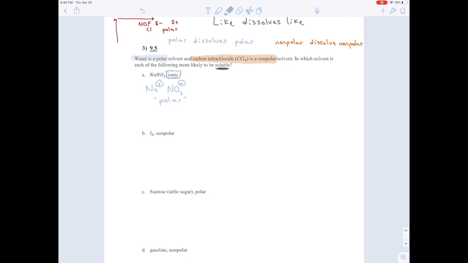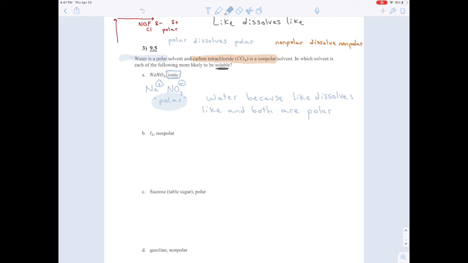Okay, well if we know that that's polar, what will it dissolve in? It will dissolve in water, because water is polar. So this would dissolve in water because like dissolves like, and both water and here, the sodium nitrate, NaNO3, are polar.